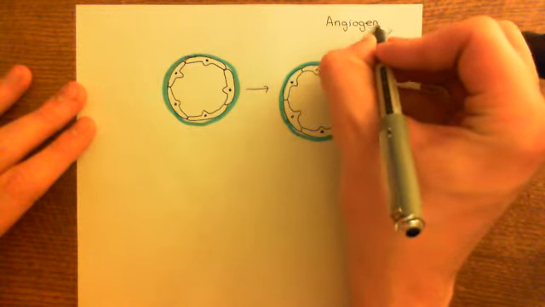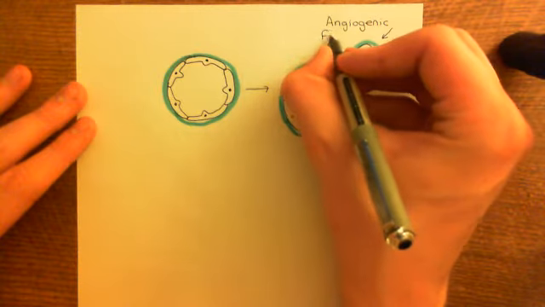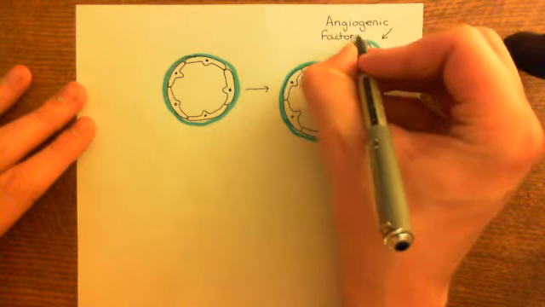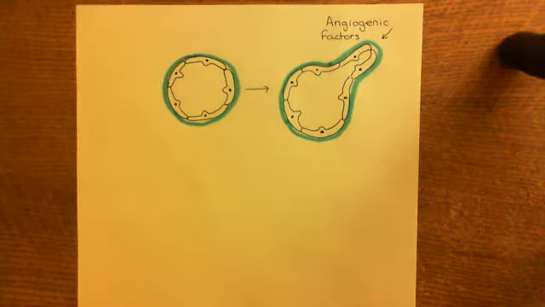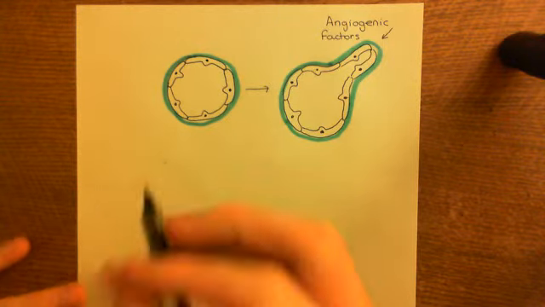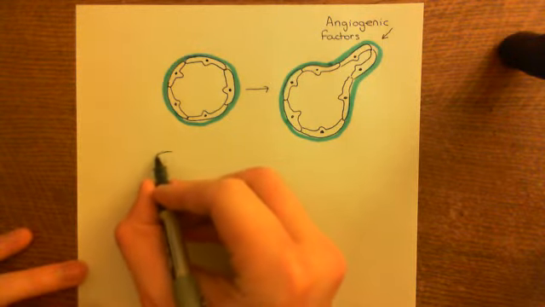Okay, so we're going to discuss two important angiogenic factors, and they are vascular endothelial growth factor A, and also fibroblast growth factor 2. Okay, so basically these two angiogenic factors are going to be released by T cells and also by macrophages. So let's draw this happening.